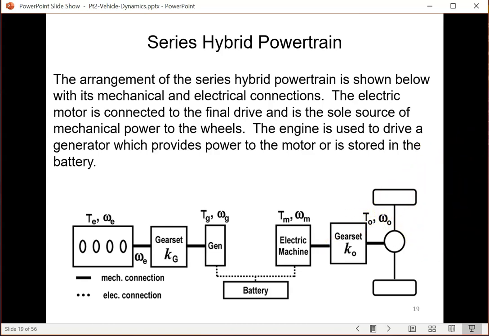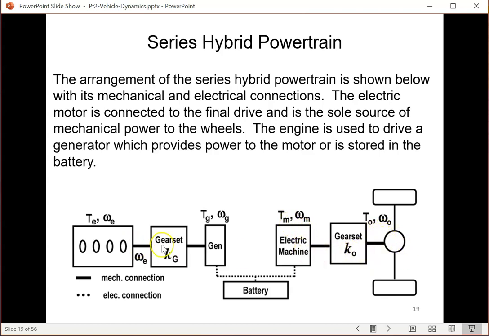Okay, typically that would involve the use of a differential gearbox that sends the traction effort or traction torque into the left and right wheels. Okay, so the key components are here: the engine, the generator, the electrical motor, the wheels, and the battery as well. But we also have two gear sets to consider. One is between the engine and generator, and the other is between the electrical motor and the wheels.